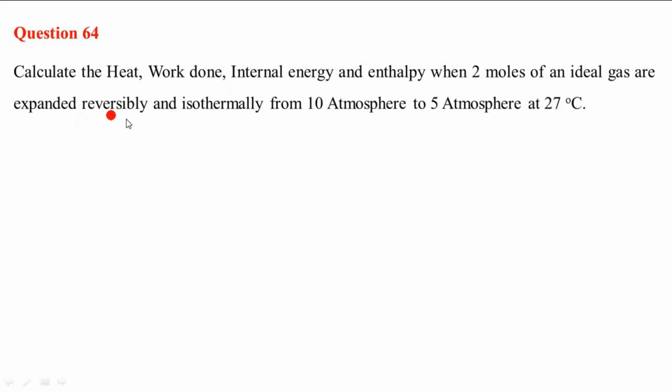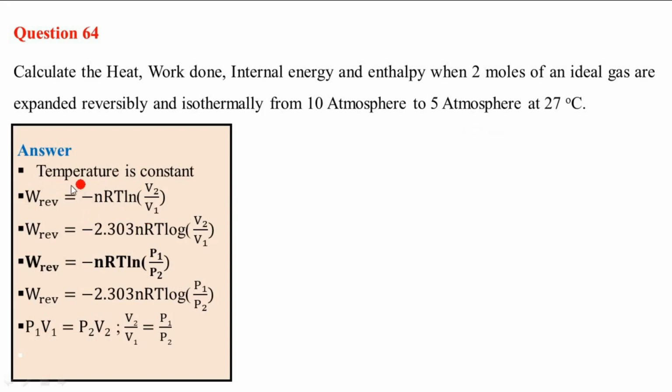Here we have a reversible process which is isothermal. We can use the formula for the work done in a reversible isothermal process. Here also we have the initial pressure and the final pressure. Let's see the formulas to calculate the work done. We'll use this one because we have the initial pressure and the final pressure in the equation. We will not use this one or this one because we don't have the volumes. So you can use this one, or you can also use this formula.